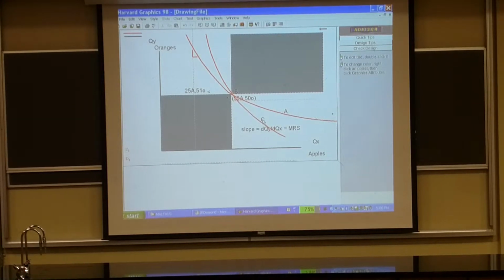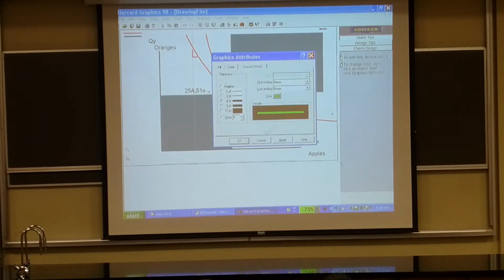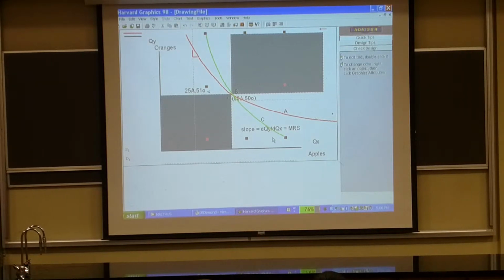Now let's suppose I'm comparing 2 different individuals, and for that reason, I'm going to have a different color here, and we'll make this color green. These are 2 different individuals. Now look closely at this and tell me which of the individuals prefers oranges more, the green individual or the red individual? Which one of them prefers oranges more?